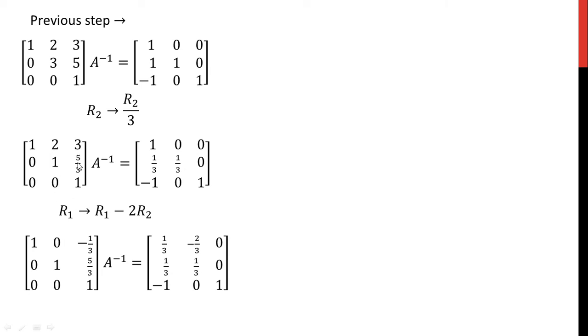Now 3 minus 2 times 5 by 3. 2 times 5 by 3 is 10 by 3. So 3 minus 10 by 3 gives minus 1 by 3. Check here: 3 minus 10 by 3 gives minus 1 by 3. Do the rough calculation.